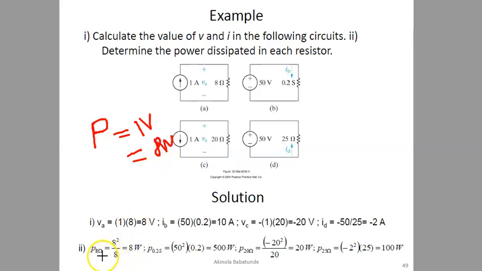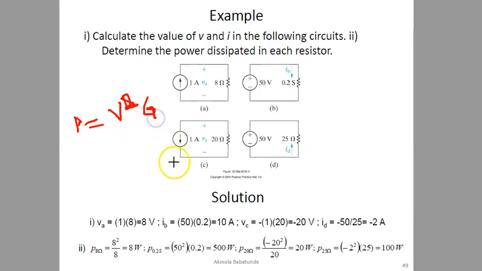Here they used power equal to V squared over R. So our V is 8, our R is 8, so V squared is 8 squared over R. That still gave us 8 watts. Then the power for the second circuit: we had mentioned that when we are using conductance, power can be equal to V squared G, as mentioned in the previous explanation. Our V is 50, our G is 0.2. If you multiply those out, 50 squared multiplied by 0.2 will give us 500 watts.